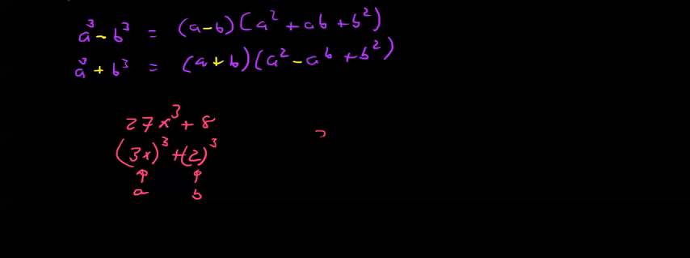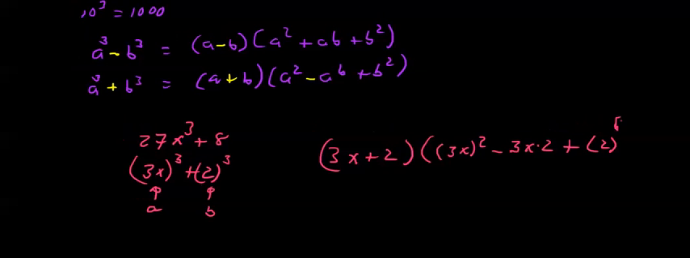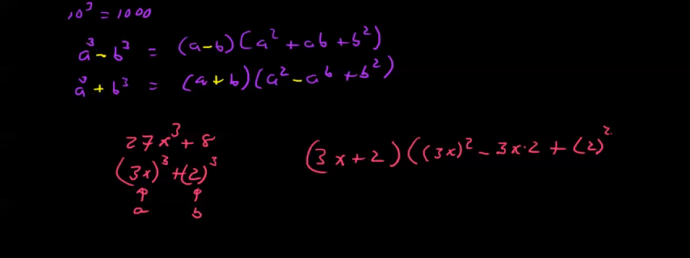So we have 3x plus 2, substituting a and b, times 3x squared minus 3x times 2, a times b, plus b squared. Whoa, what was that? And then we clean it up.